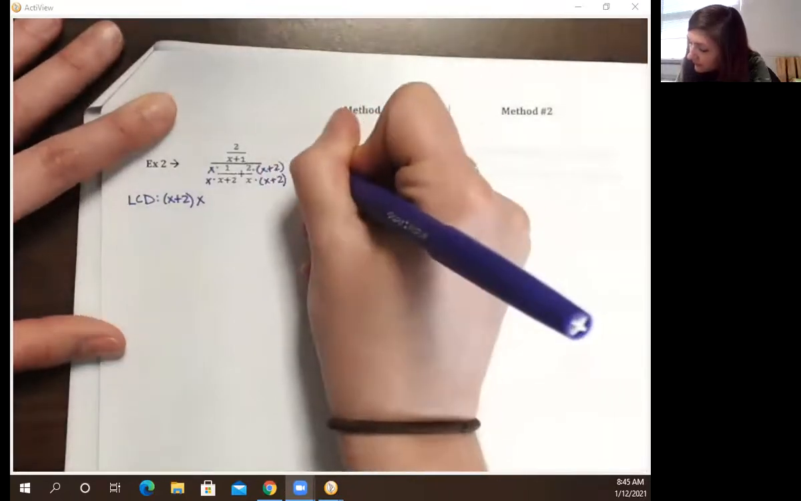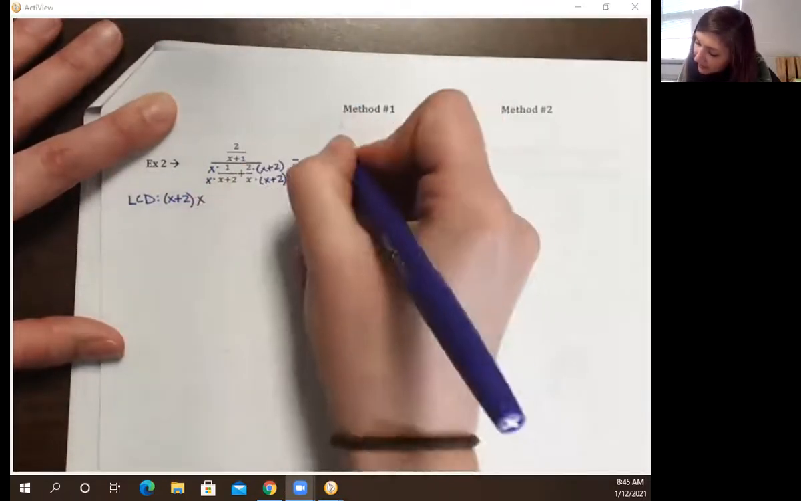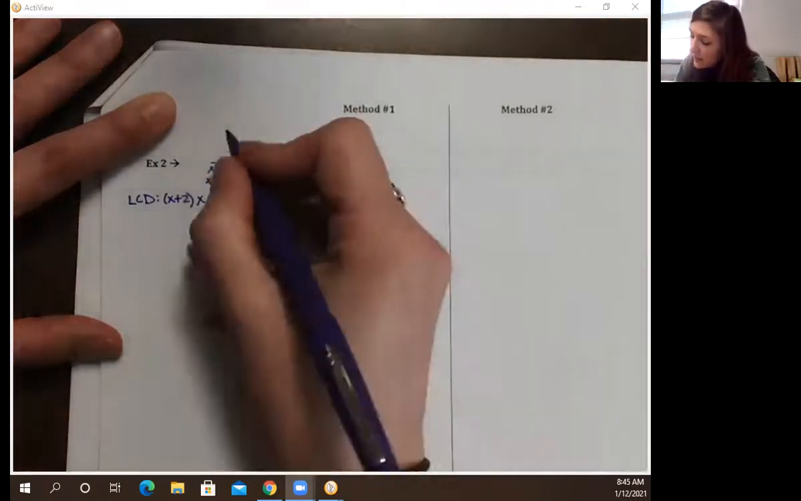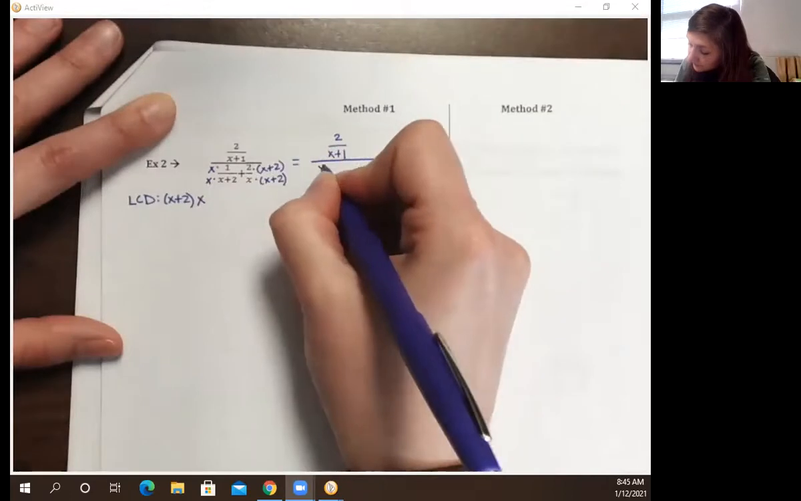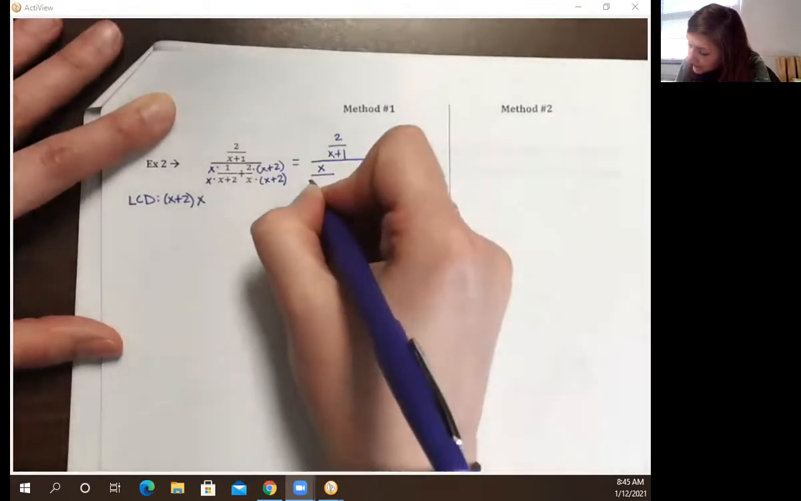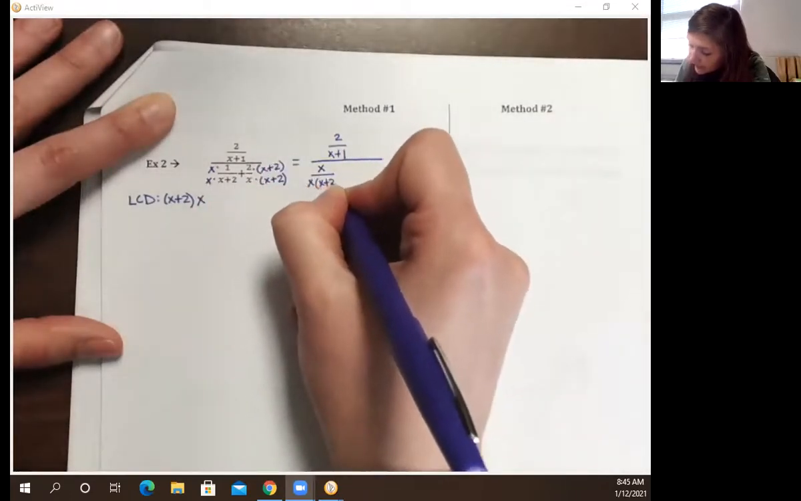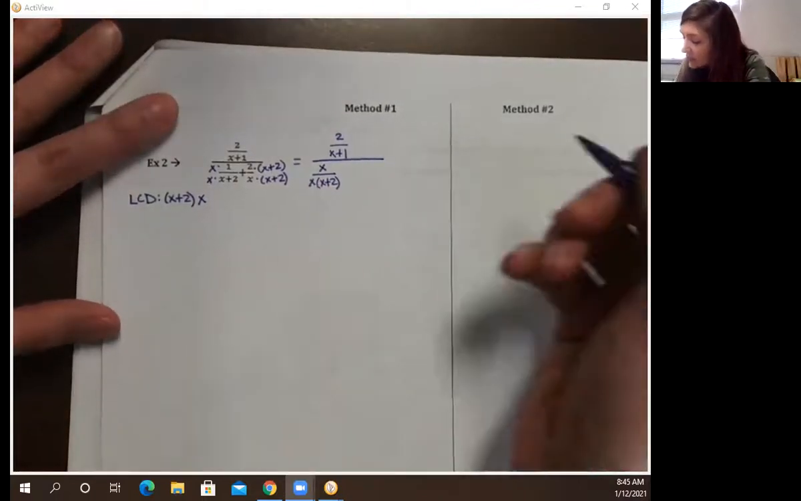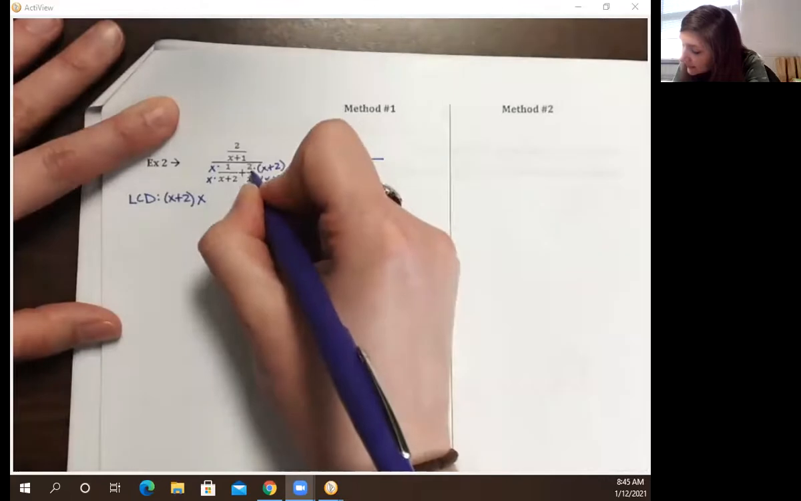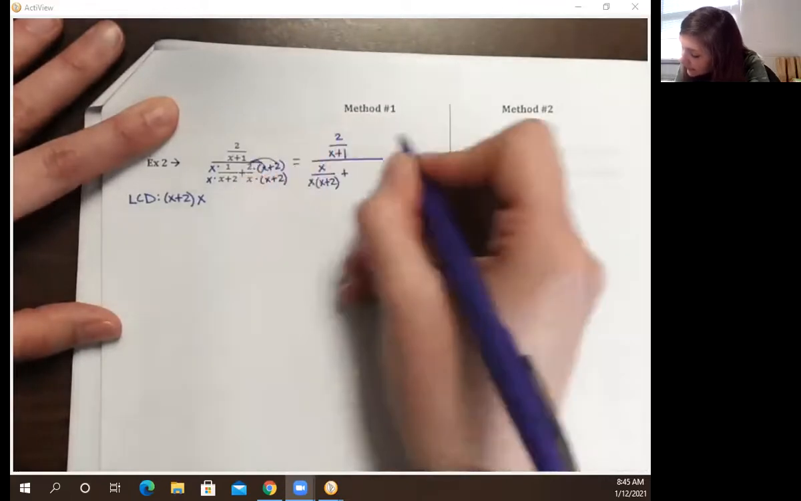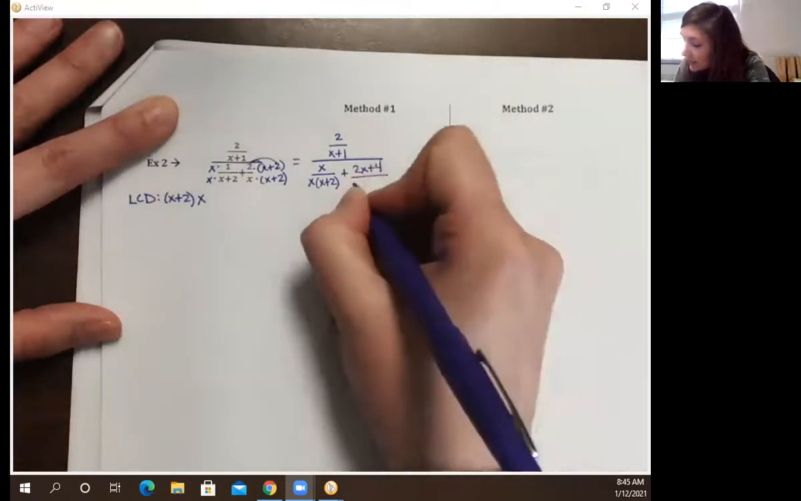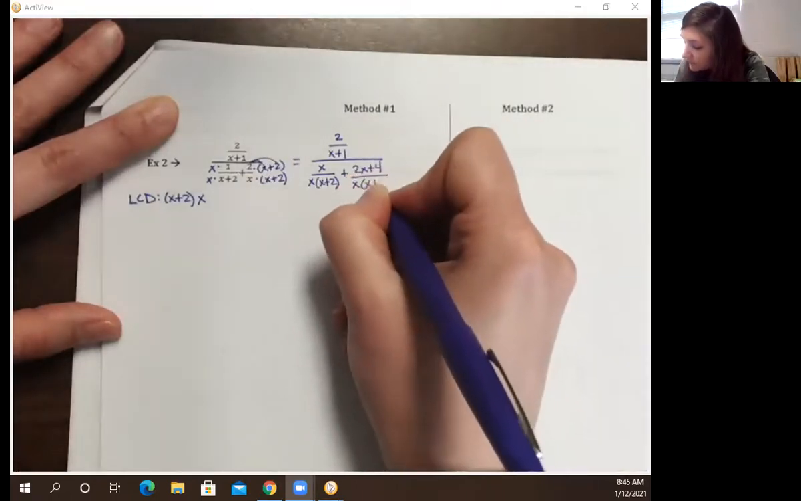So this becomes, the top I'm just going to copy. I haven't done anything there. That stays exactly the same. This becomes x over x times x plus 2. And again, I'm just leaving that in factored form like we did when we were adding and subtracting fractions. Plus, distribute on the top, that would be 2x plus 4. And then again, that denominator I'm leaving in factored form.